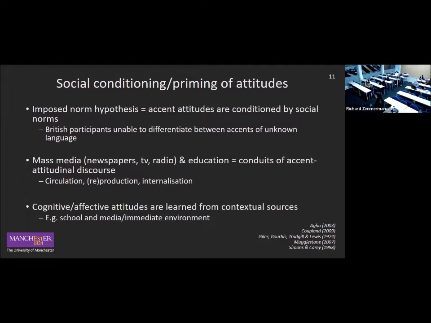And also within social psychology, specifically when it comes to not just generally language attitudes, but cognitive and affective attitudes specifically, Simons and Carey, two social psycholinguists, have spoken about how cognitive attitudes are, first of all, contextually sourced, and that the cognitive attitudes come from the school and the media mostly, which aligns very well with this, whereas affective attitudes come from more immediate environments, more personal experiences, they said.